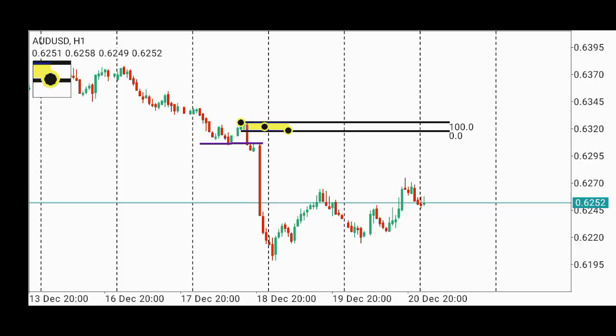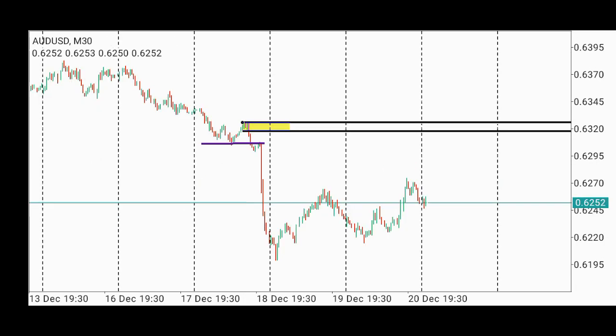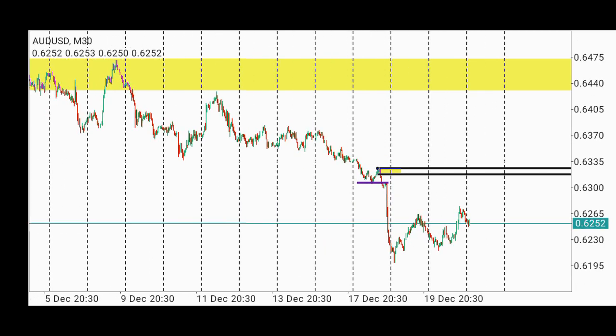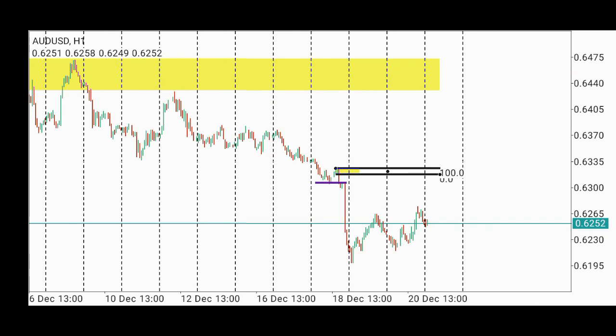So this is the setup for the week on AUD USD. All we have to do is keep watching what price is doing for the week.